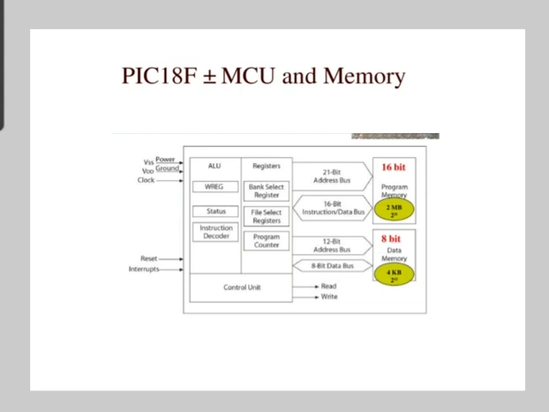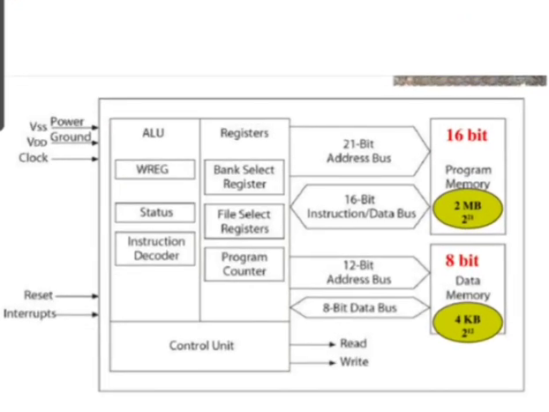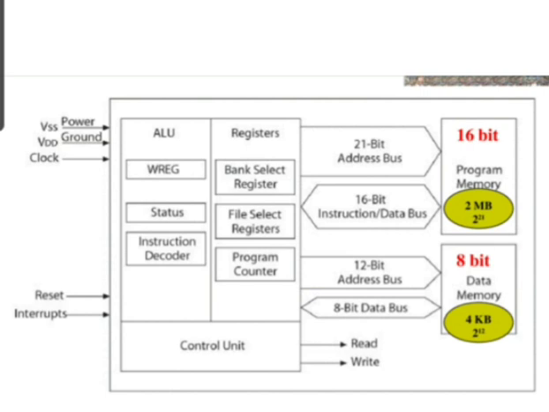Next is the PIC18F MCU, that is, microprocessor unit and memory. So here is a diagram which consists of ALU and registers, the 21-bit address bus, 16-bit instruction or data bus, 12-bit address bus, and 8-bit data bus. It is connected to the 16-bit program memory and 8-bit data memory. It also consists of a control unit where read and write lines are connected.